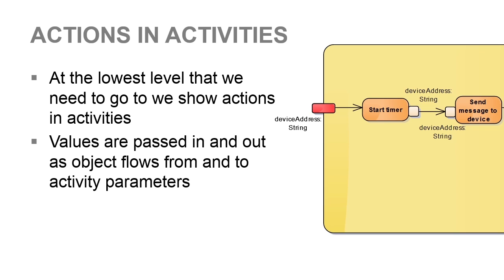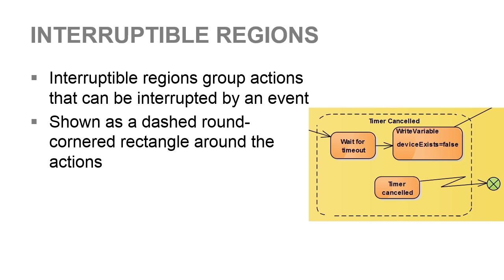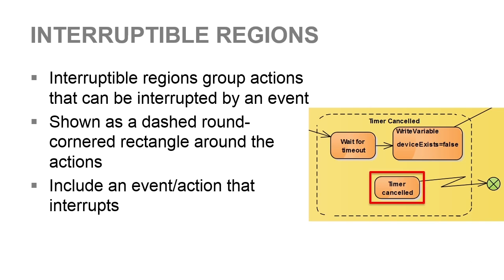Interruptible regions in an activity diagram show a grouping of activities or actions that could be interrupted by an event. They're shown as a dashed round-cornered rectangle, but are not an activity or action. They include something that interrupts the flow in that region, which is normally a signal, which we'll cover in the next movie, so I've shown an action here.